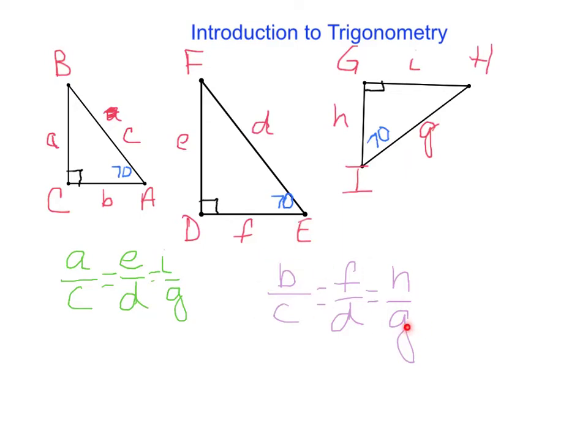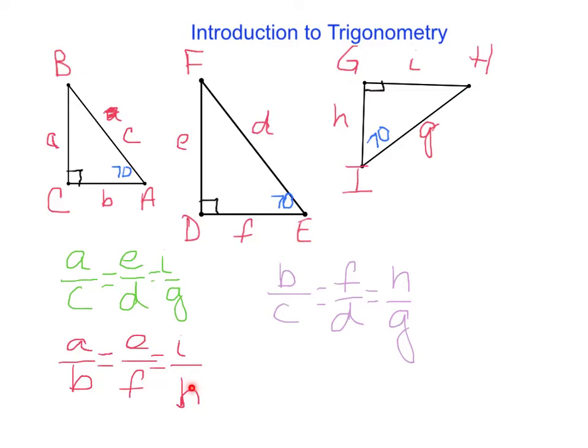I could also do A over B, which is equal to E over F, which is equal to I over H. Again, all of these are opposite the 70 over next to the 70: opposite, adjacent, etc. I could write a lot of these different proportions. We're going to look at these three.